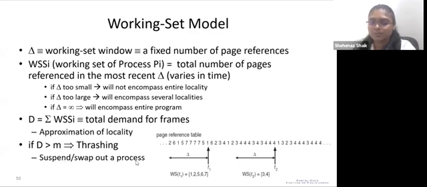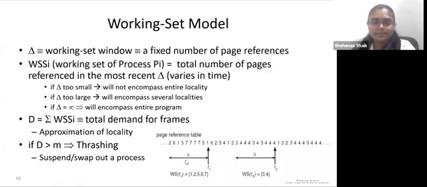suspend or swap out one of the processes, and then wait until the memory needs of the process reduce at some point in time, at which we should be able to swap the process back in, and we should be able to resume its execution. So this is the working set model.